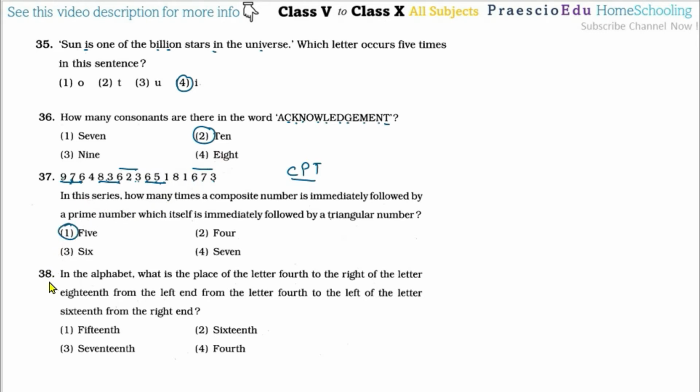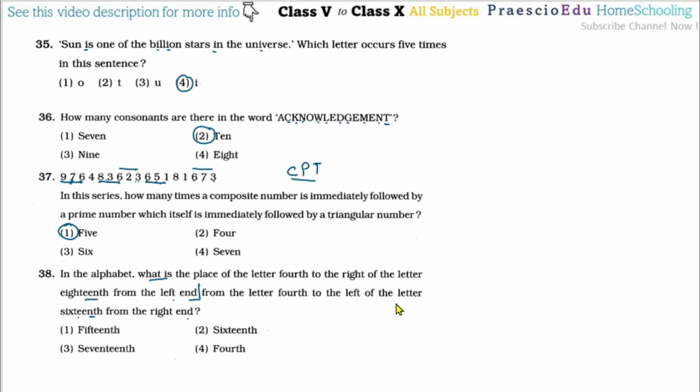Now question number 38. In the alphabet, what is the place of the letter 4th to the right of the letter 18th from the left end? From the left end, this information is different. Then the letter 4th to the left of the letter 16th from the right end. Again, this is different. These are two different statements, but interlinking them is very difficult, which means there is no interlinking.